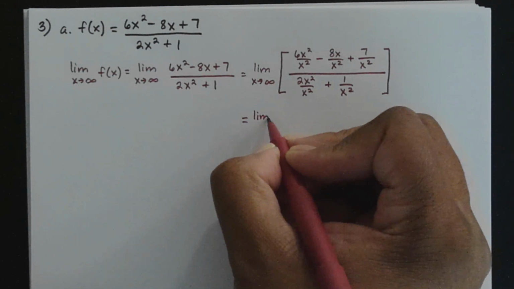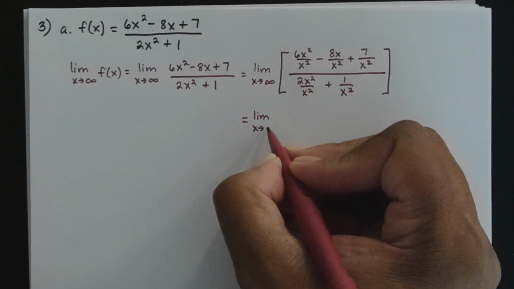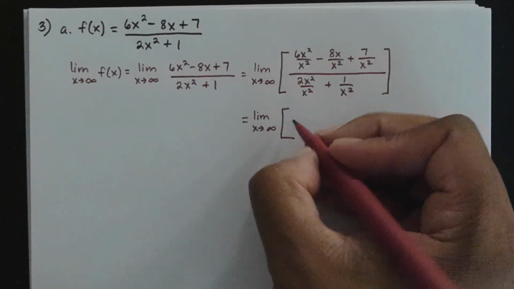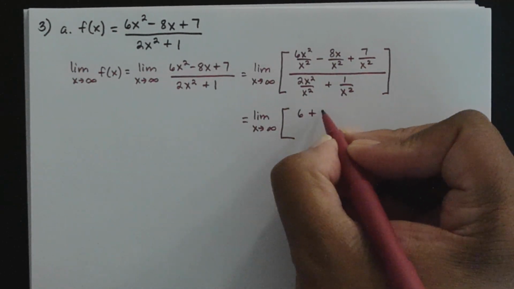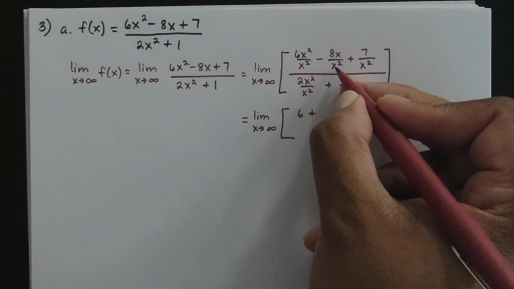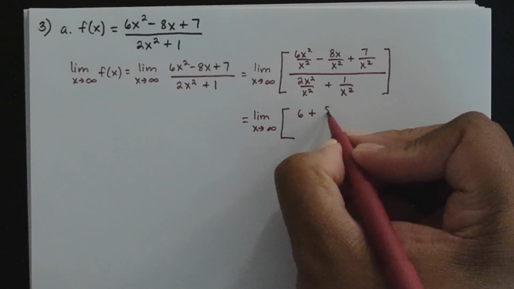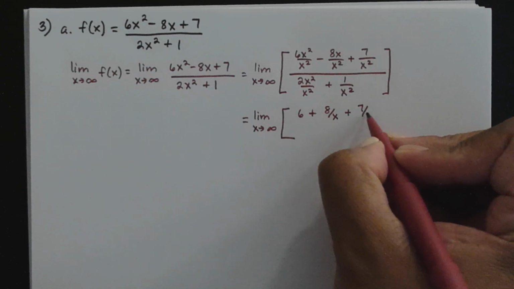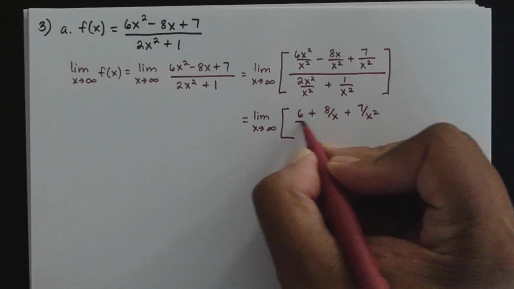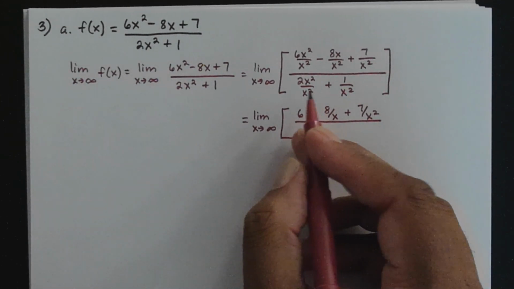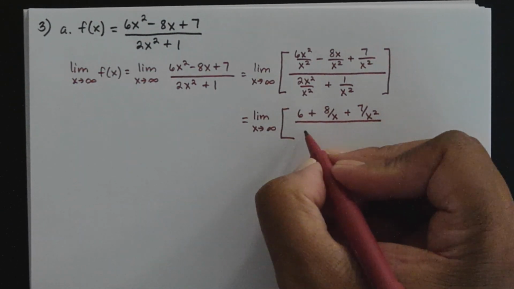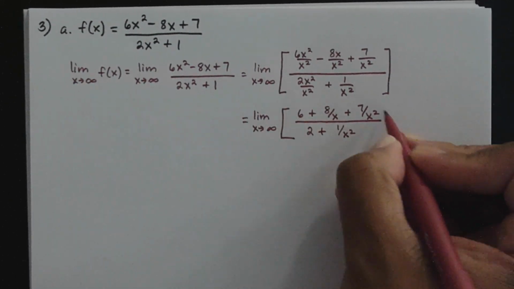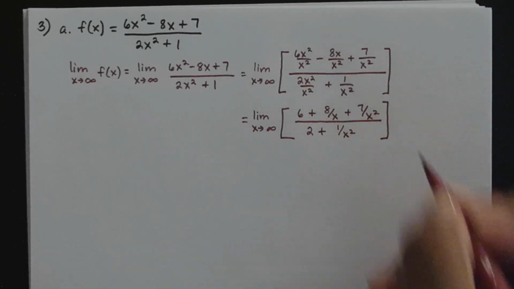Then we'll simplify. So if I take the limit as x approaches infinity of 6x squared divided by x squared, that's 6, plus one of the x's divides out with the x squared, leaving me with 8 over x, plus this will just remain as 7 over x squared. All that's divided by 2x squared divided by x squared, which would be 2, plus that 1 over x squared would just be 1 over x squared.